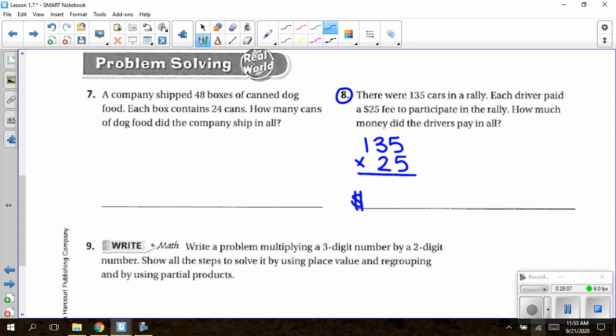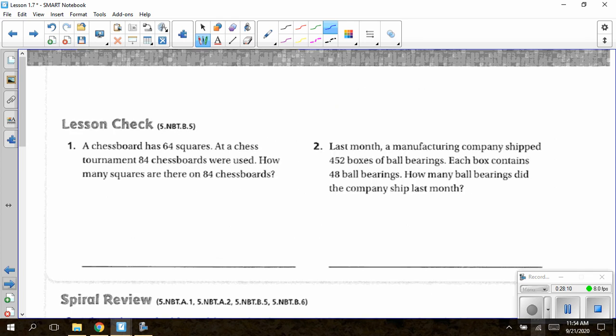On the next page, on page 48, you are going to be doing all of the questions. Numbers 1 and 2 are from today's lesson, the 1.7. So for number 1, a chessboard has 64 squares. At a chess tournament, 84 chessboards were used. How many squares are there on 84 chessboards? So we do know that we are taking the 84 chessboards times the 64 squares per chessboard, and that will give us our number of squares.